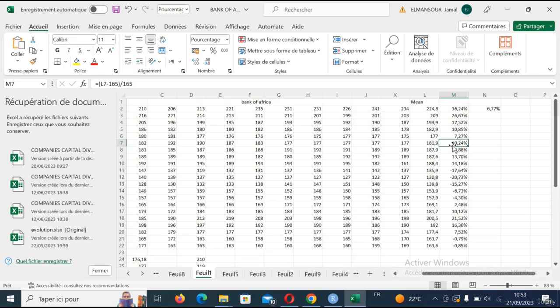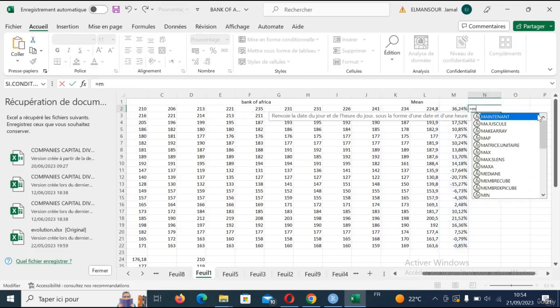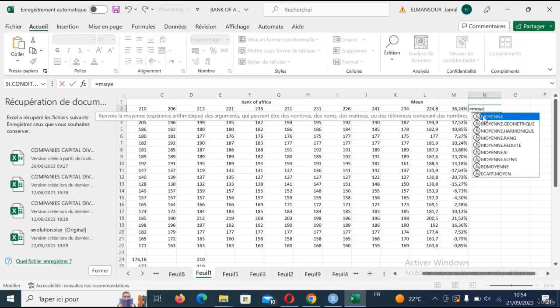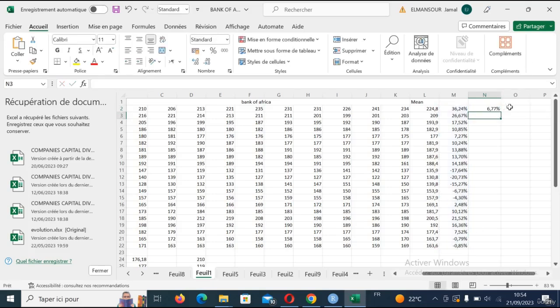Okay, what we're gonna do is take the mean of the proportion evolution, and we're gonna calculate the mean of it. I'm gonna remake it here. I'm gonna select all of that. It's 6.77%.